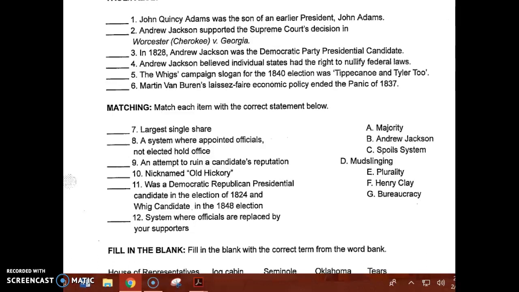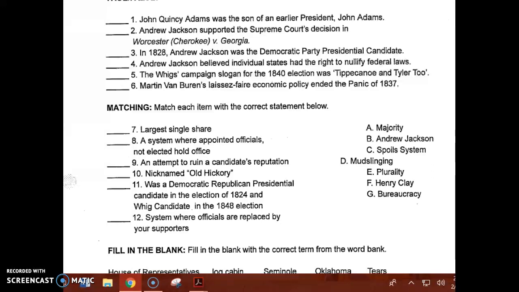The next section is matching. Put the letter of the correct item on the line beside its match. I'll read the word bank first. A. Majority. B. Andrew Jackson. C. Spoils system. D. Mudslinging. E. Plurality. F. Henry Clay. And G. Bureaucracy.